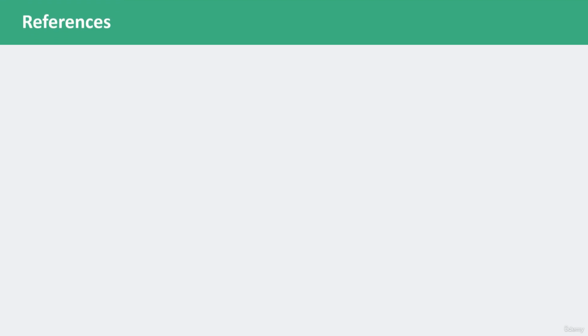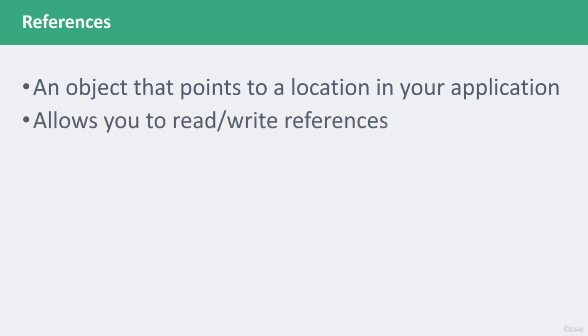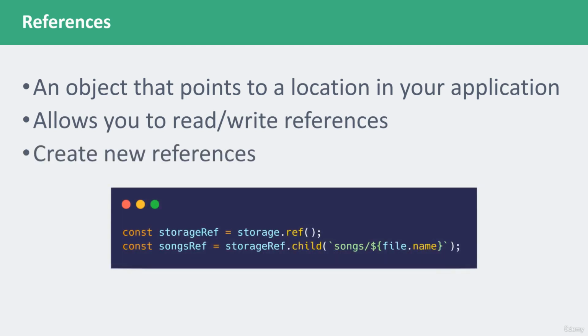We are starting with references. A reference is an object that points to a location in your application. So far, we've learned we can create references to either the database or storage. By pointing to a location in the application, we can perform operations such as reading and writing to that location. We used references to upload a file to the storage and add data to the database.